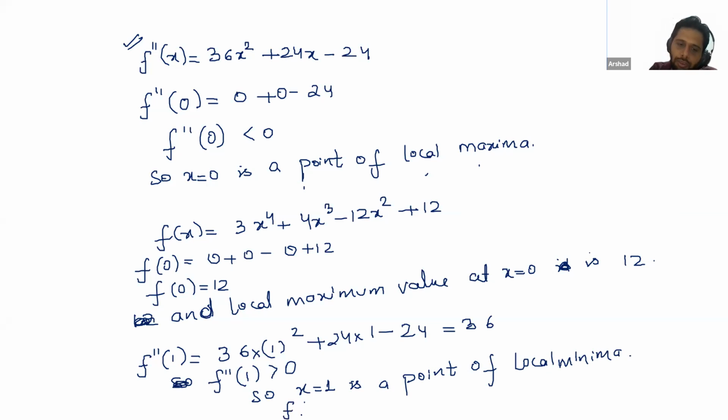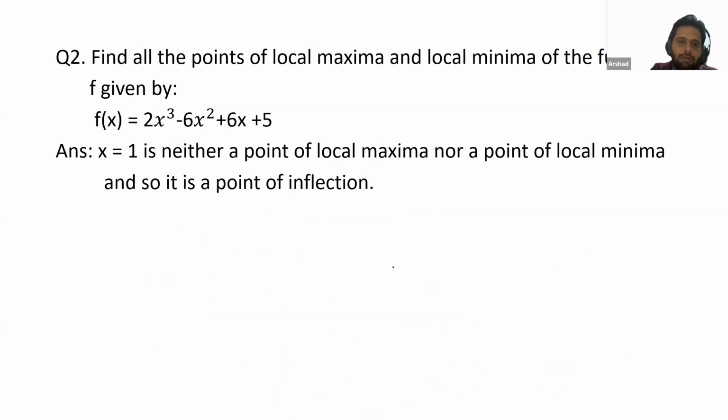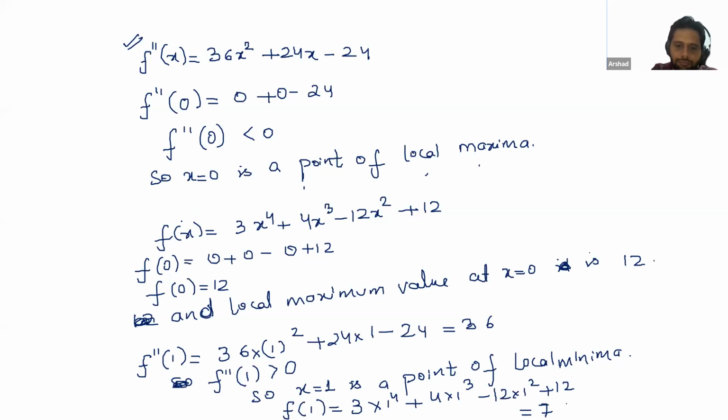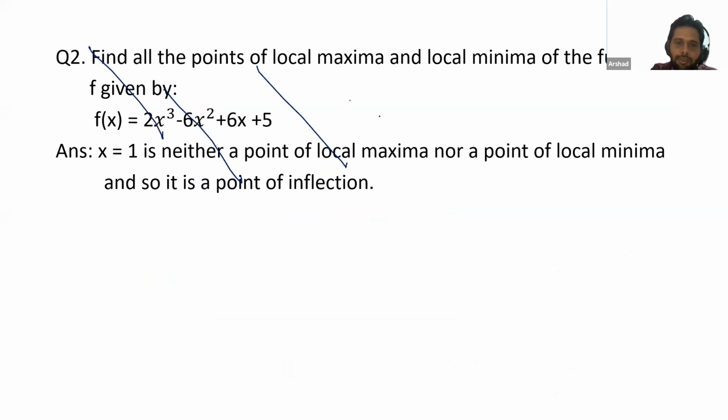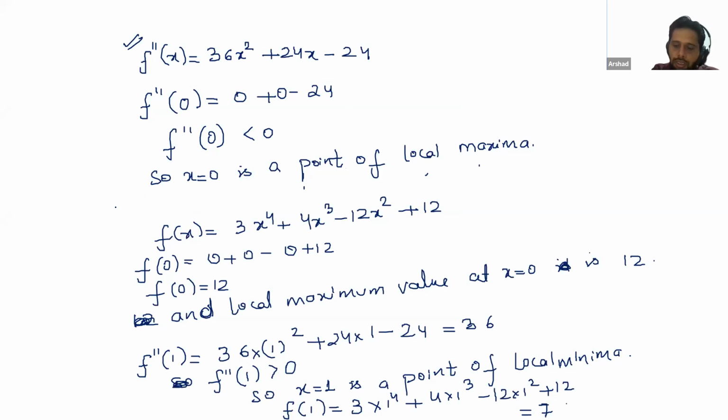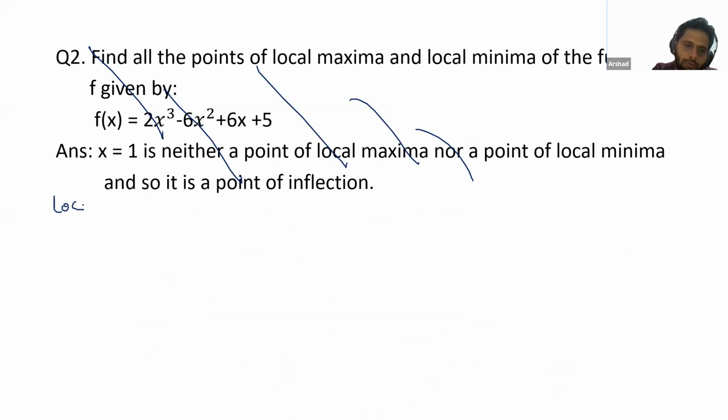So what we will do, we will put 1 here. This is our function. So this will be 3 into 1 to the power 4 plus 4 into 1 cube minus 12 into 1 square plus 12. So this is equal to what? 12 will cancel out. Here you have a 7. So local minimum value at x is equal to 1 is 7.